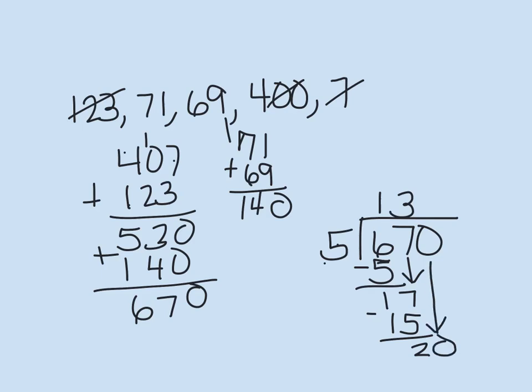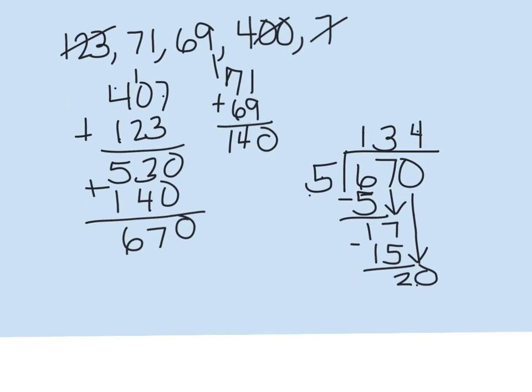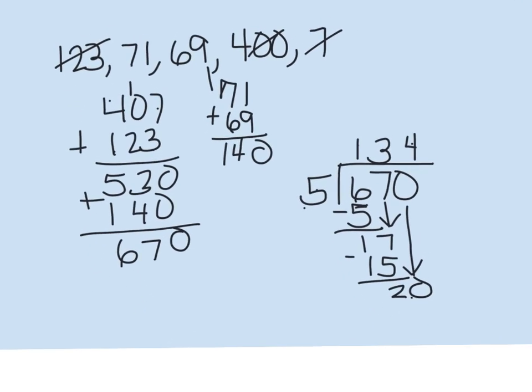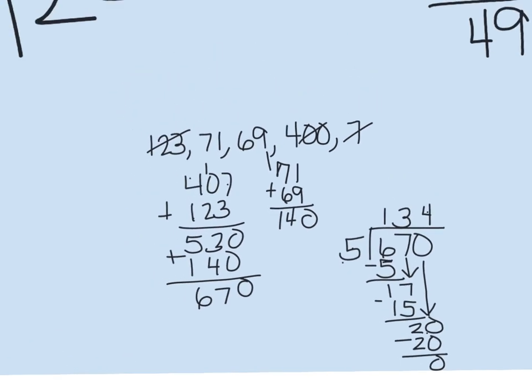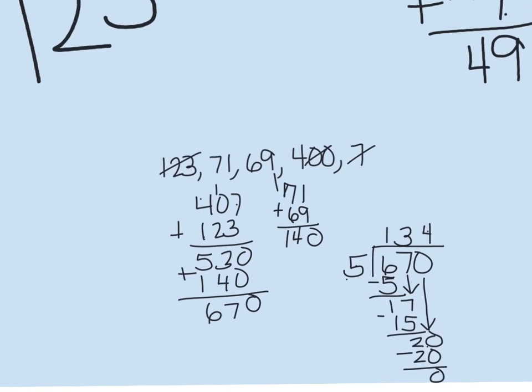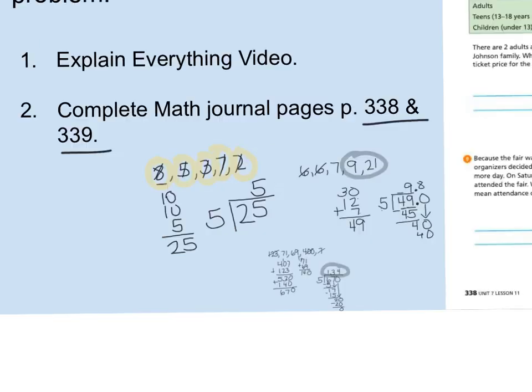And I think it might go in evenly. 5 goes into 20 4 times. 4 times 5, ran out of room. Let's get us a little more room here. Equals 20. And I got to go back to my pen. Subtract, and we get 0. So the mean for this one happens to be 134.